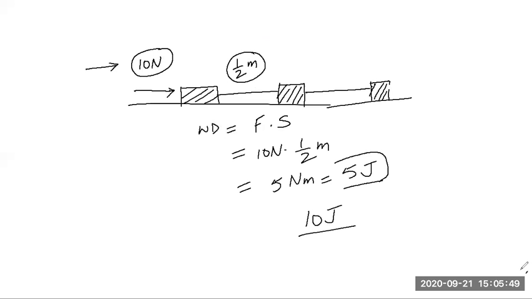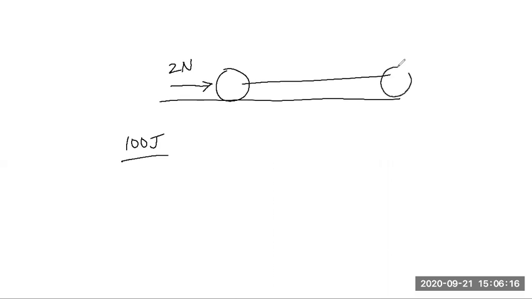Still another question, students. Suppose this is a body. I apply some force. Let's say the force is 2 Newton. In order to do 100 joule of work, by how much distance should I move the body so that the work done is 100 joule? Anyone? 50 meters. 50 meters. How much? 50 meter. All right, that's really great.